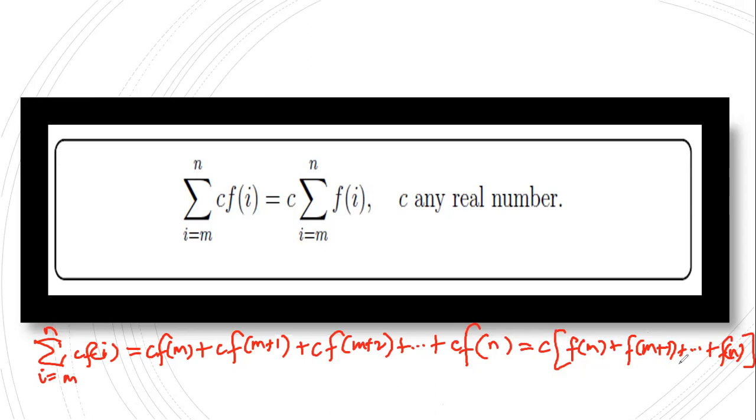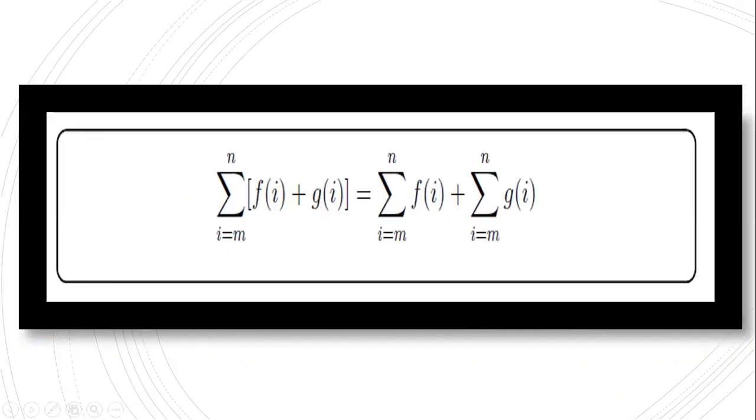Then inside can be written compactly into a sigma notation. It can be written as c summation of f of I, where I ranges from m until n. That's why it is true. So we are proving it so we can use it in our computations later. Let's proceed to the next slide.